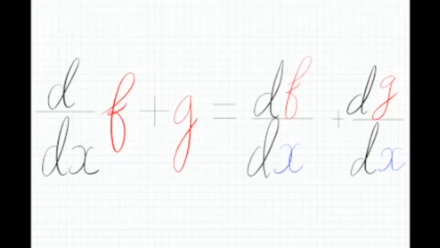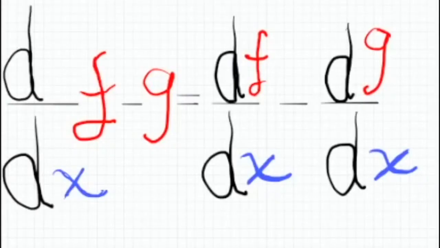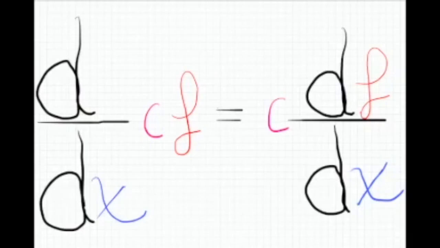Similarly, the derivative of the difference of 2 functions, like the derivative of f minus g, is the derivative of f minus the derivative of g. Third, the derivative of a product, c times f, where c is any constant, is the same thing as c times the derivative of f. The next rule we have is the product rule.